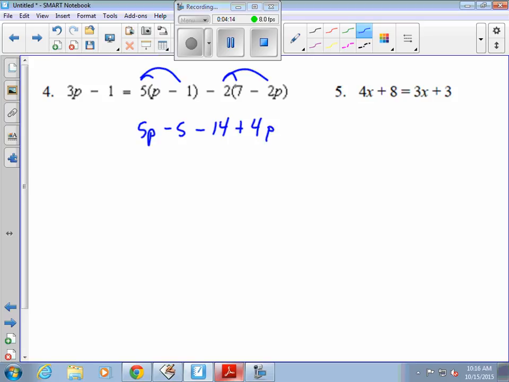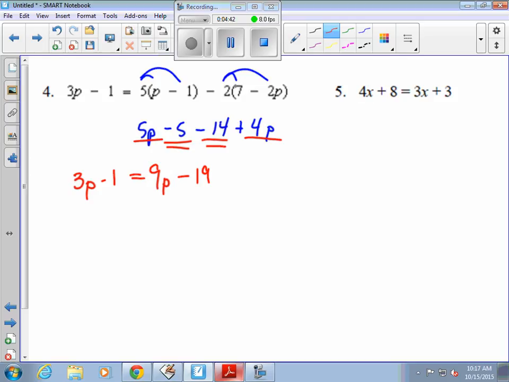A lot of talking right there. Again, that's one side. You still have to simplify it. You still got to combine your like terms, 5p and 4p, and you get 9p. Your other like terms are negative 5 and negative 14. Those are the same signs, so you add them up. 5 and 14, you get 19, and you keep that common sign, negative 19. So you have 9p minus 19 right there equals, the other side is already simplified, 3p minus 1.